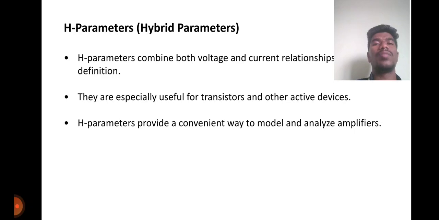H parameters, hybrid parameters, combine the voltage and current relationship definitions. They are especially useful for transistors and other active devices. H parameters provide a convenient way to model and analyze amplifiers.